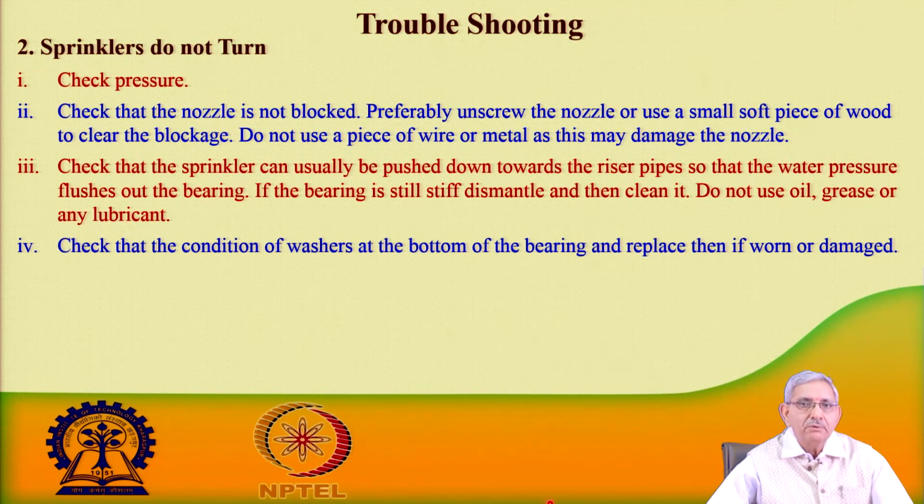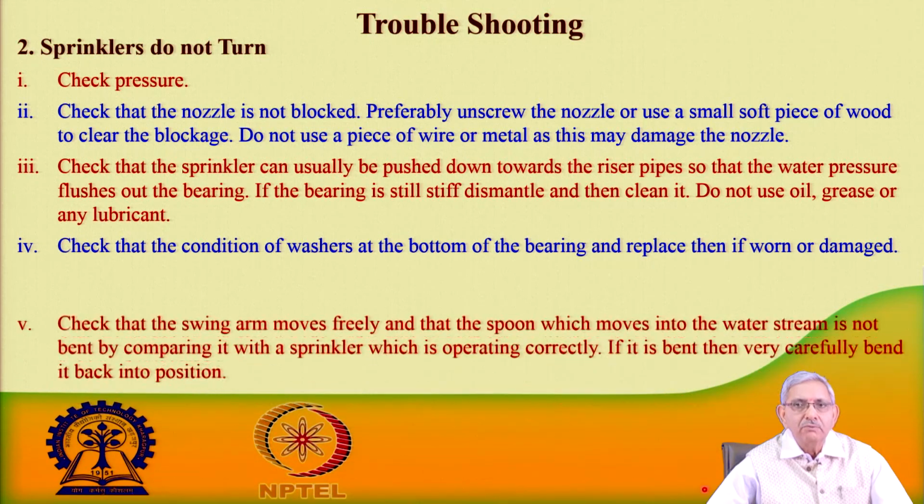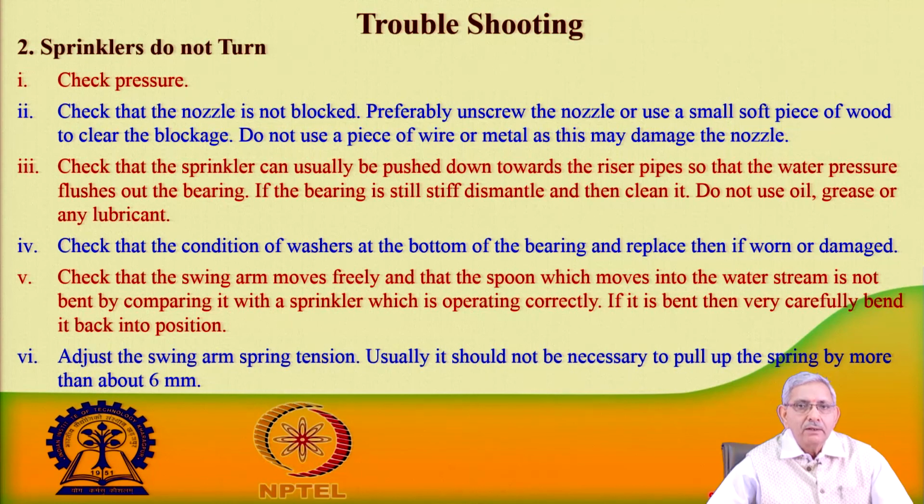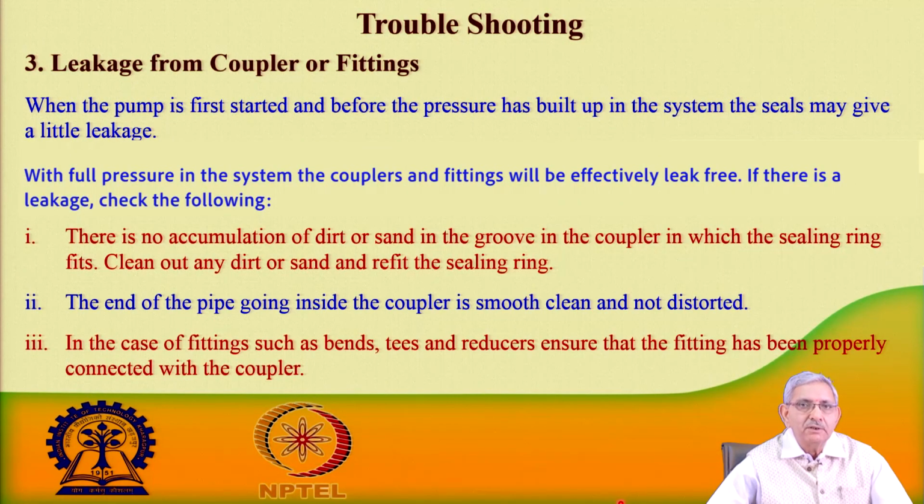And then we have to keep all the fittings. If there are some components, such as the washer or the bottom of the bearing, replace them if worn or damaged. These are the points one should take care of if the sprinkler does not operate. Then see whether the swing arm spring tension is properly tightened. If it is not, then one has to pull up the spring by about 6 millimeter.